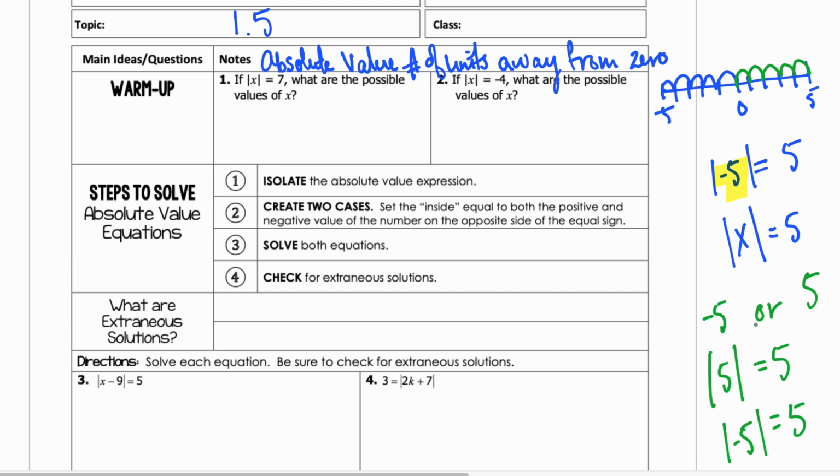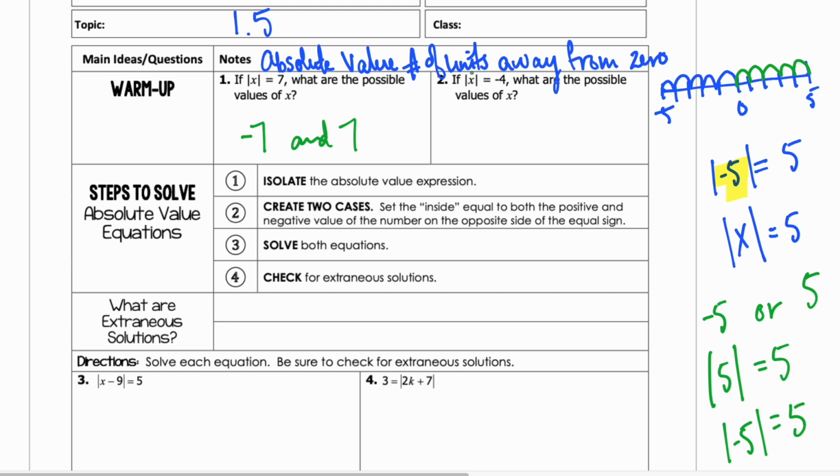You can also work backwards, where you could say that the -5 or +5 are both 5 units away from zero. So same thing here. If they say that the absolute value of x equals 7, what are the possible values of x? Well, we can say that -7 is 7 units away from zero, and so is +7. Okay. Now, let's look at number 2.